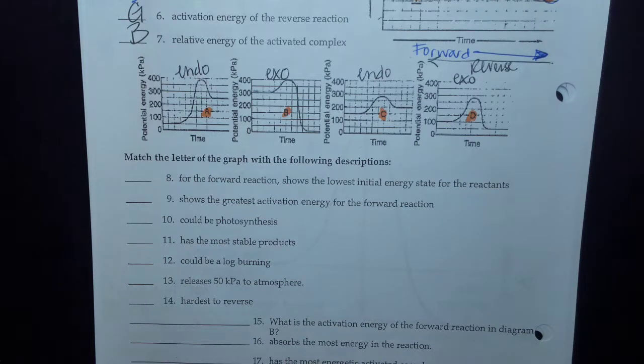A log burning would be exothermic, somewhat exothermic, or very exothermic? Very, it's on fire, not hot. It's on fire. Very exothermic. Okay? Slightly endothermic means it might be a little cool. Very endothermic means lots of energy is going in. Okay? The bigger the jump, the harder it is to reverse. The smaller the jump, the easier it is to go back up the hill.